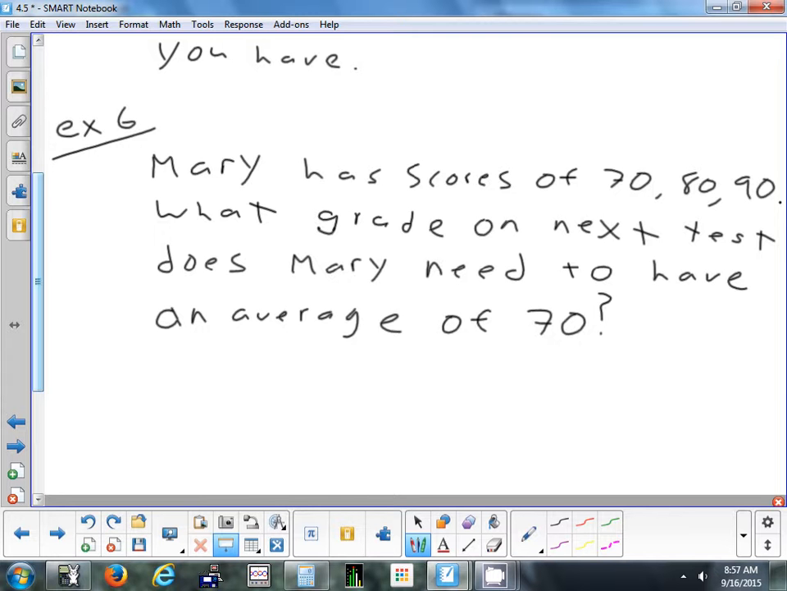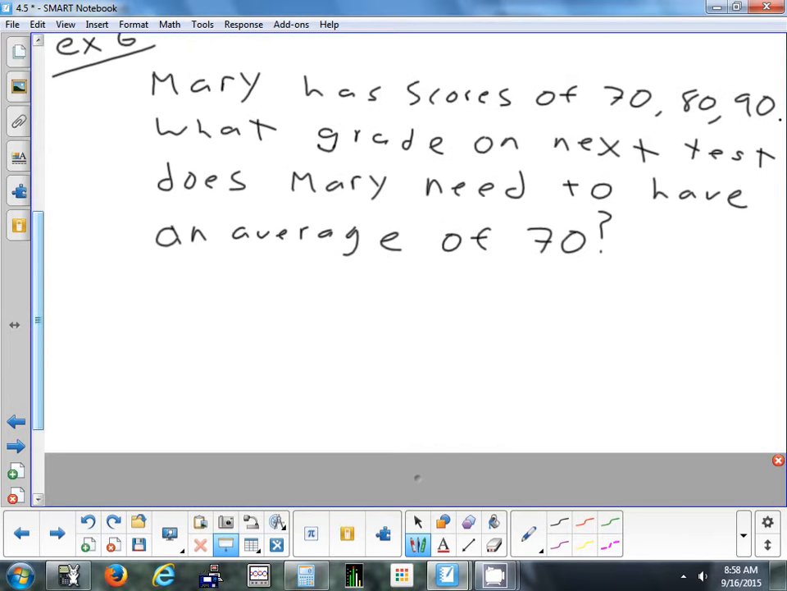What did we say when you want to do an average? What do you do with all the numbers you want to average? You add them all up, and then what? Divide by the amount you have. So let's look at what she's got so far. She's got 3 tests she's taken. How many more tests does she have to take? She's got one more test. So by the end of this term, after she takes this next test, how many tests will she have taken? 4. So that's going to be the total amount of tests she takes.